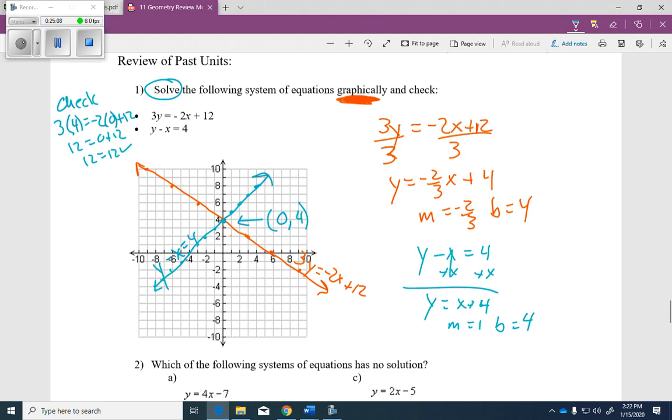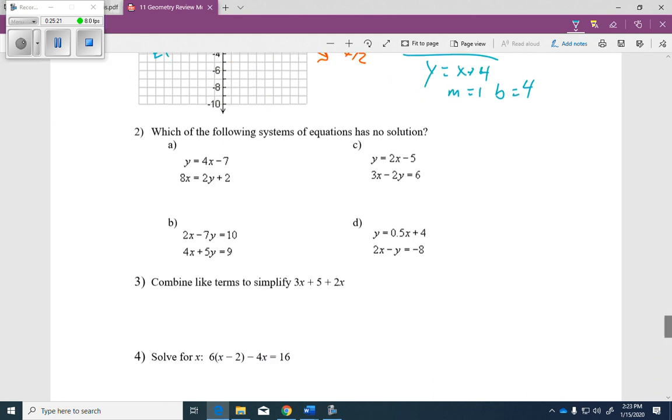And then if I check my second one, in place of y, I'll put a 4. In place of x, I'll put a 0. And 4 minus 0 is 4, so the second one checks also. Which of the following systems has no solution? No solution would mean that the lines are parallel.